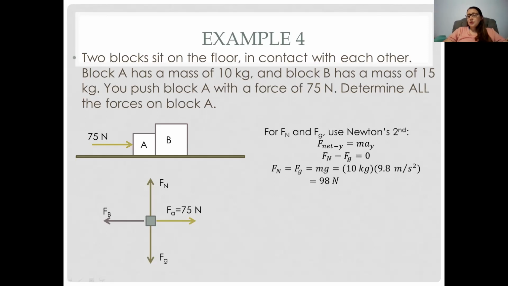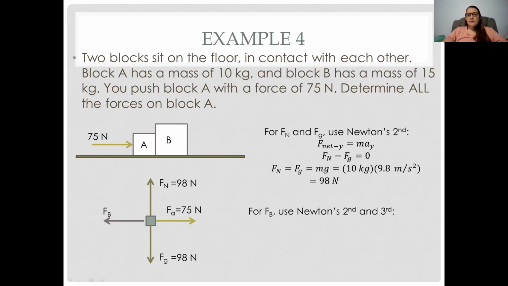We don't have an equation handy for calculating the normal force, but we do know an equation for calculating the force of gravity, and that's mass times the acceleration due to gravity. So the mass of block A is 10 kilograms. g is 9.8 meters per second squared. So that gives us a force magnitude of 98 newtons. So that means both the normal force and the force of gravity have a magnitude of 98 newtons. So we'll put that right there in our free body diagram now that we know those values.